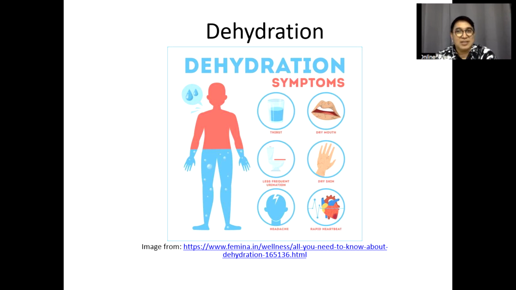Now, dehydration is loss of body fluids in babies. It could be manifested by sunken fontanelle.